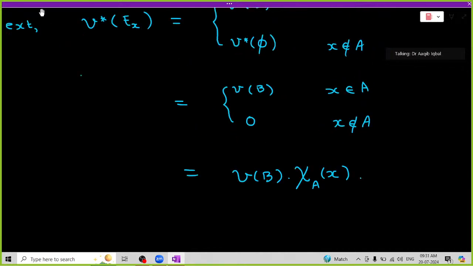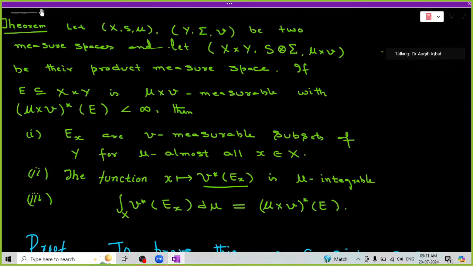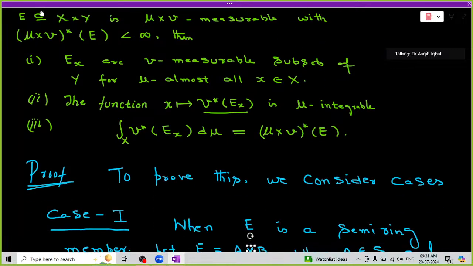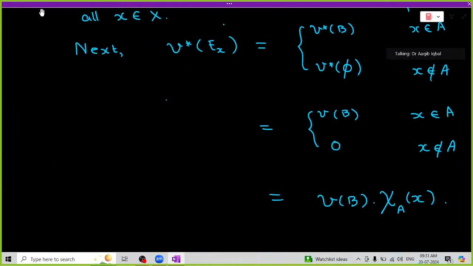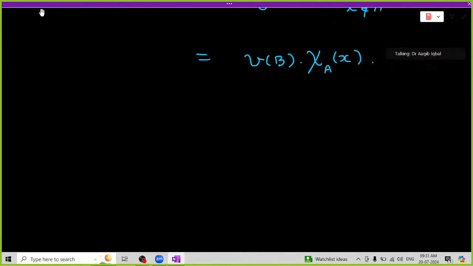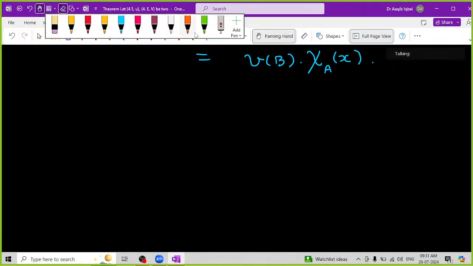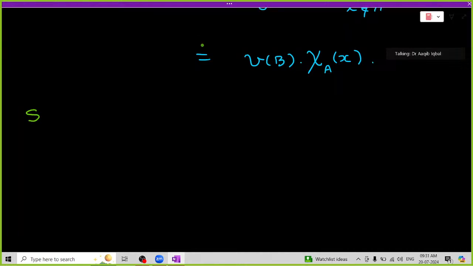Now we will actually use this fact: the outer measure nu star of E is less than infinity. We are basically considering that the E in this theorem is a measurable set with finite outer measure. Now we will use this. I am writing this since, and wait a little first.